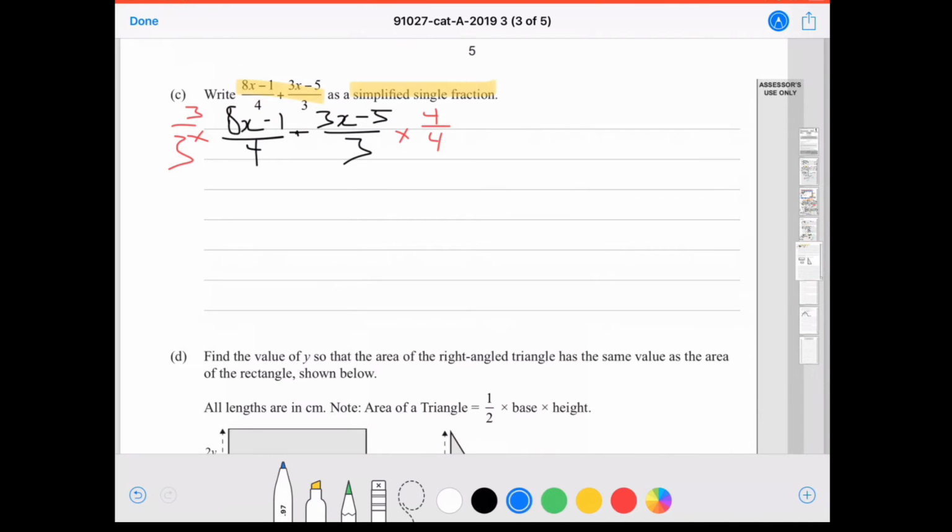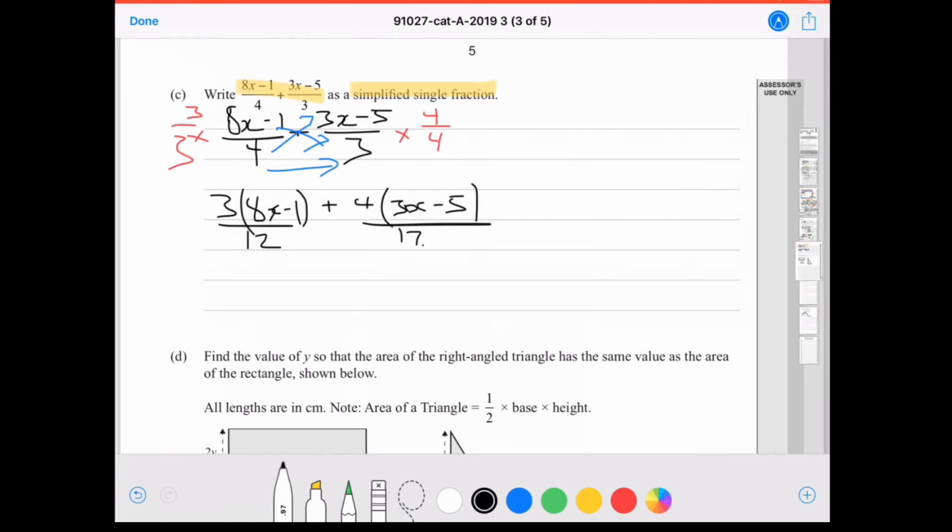So we're going to go a different color. We're going to multiply this way, we're going to multiply this way, and we're going to multiply our denominators also. So what this looks like is 3 times 8x minus 1, plus, and we'll keep them as single fractions for now, 4 times 3 is 12, plus 4 times 3x minus 5. And this is over 12 again.